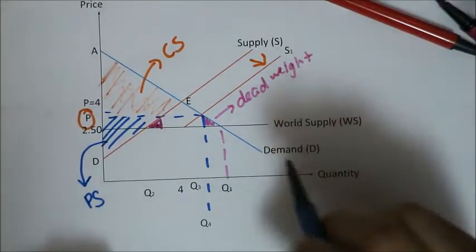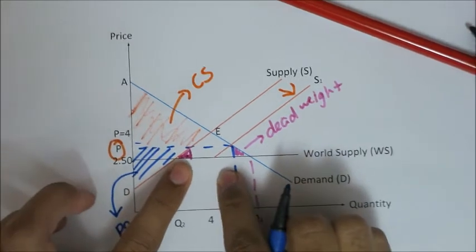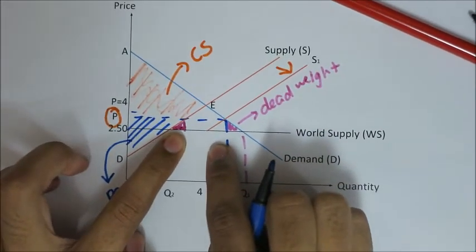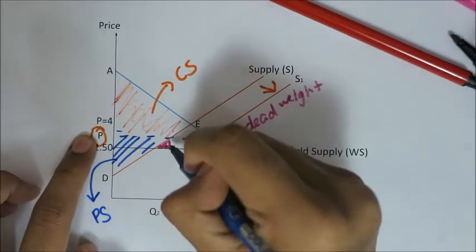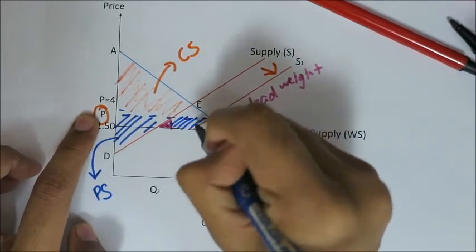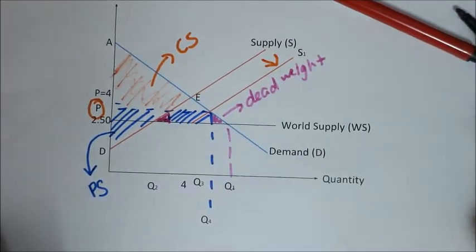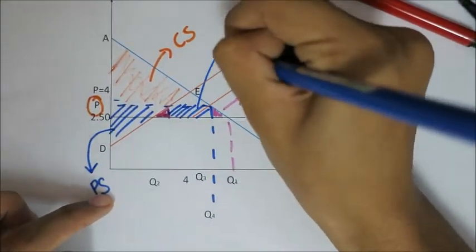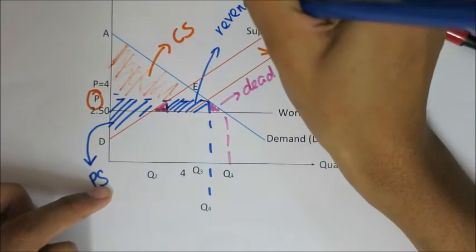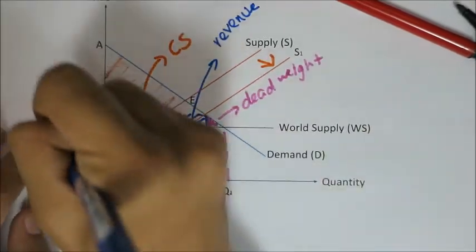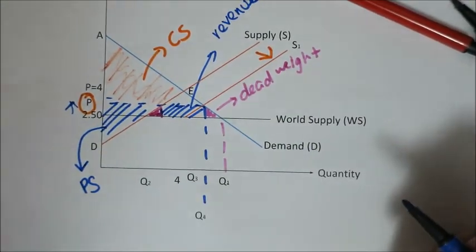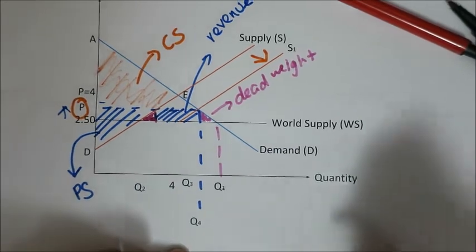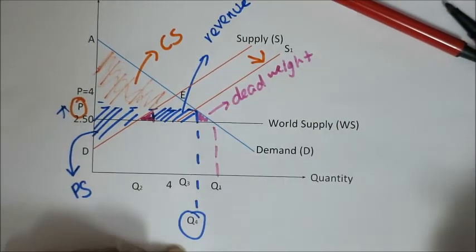Next, there is a revenue effect. Domestic producers will buy at 250 and sell at price P. So there is a revenue effect gained by the domestic producers. This is the revenue effect. So with that, there is an increase in price as a result of imposing a quota, as well as an increase in quantity of Q4.